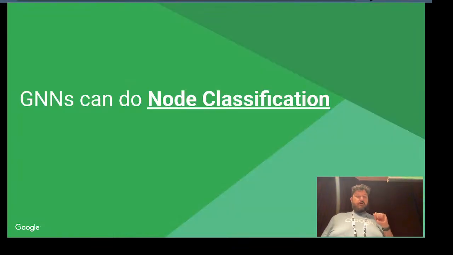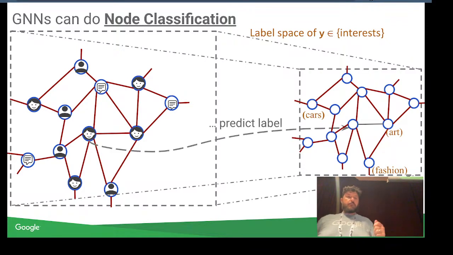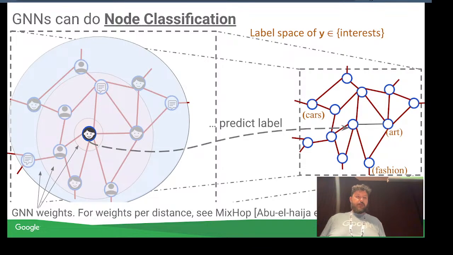So, okay, now node classification. What does that look like? We're going back to our social network. Maybe we have some labels corresponding to user interests, and then we have a bunch of unlabeled nodes, and we want to try and predict labels for the unlabeled ones. So a GNN is perfect for that.